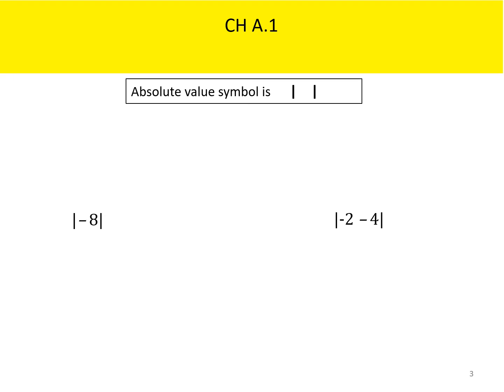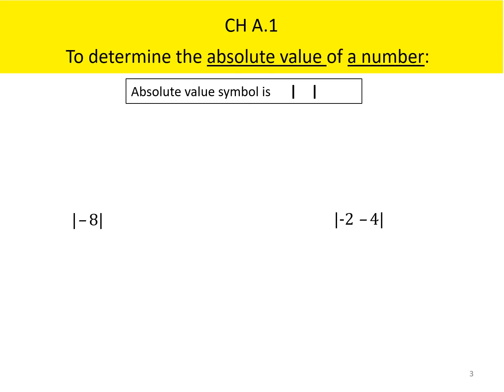The absolute value symbol is 2 vertical parallel lines with information in between. We're going to be asked to determine the absolute value of a number. That means you're going to simplify the number. It also means you're going to remove the absolute value symbol.